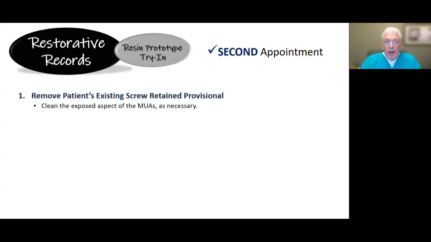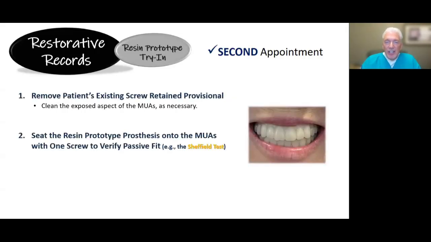First thing we're going to do, obviously, is remove the patient's existing screw retained provisional, clean everything up, then seat the resin prototype prosthesis. And we like to suggest that you do the one screw verification technique, which is referred to as a Sheffield test. If you're not familiar with the Sheffield test, go to YouTube, just type that in or Google it. It's a really great way to make sure that you have a passive fit of the prosthesis.